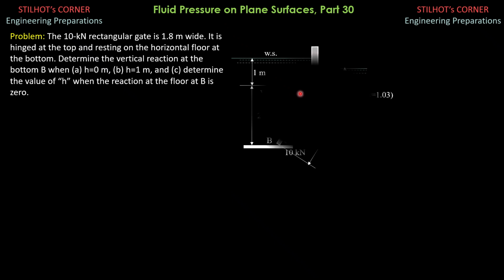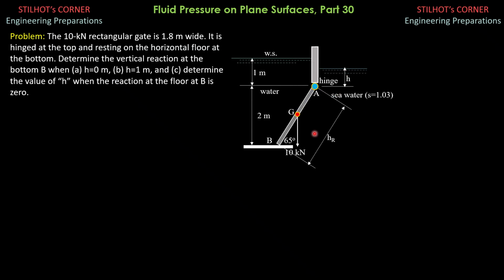So here is the given figure. We have the weight of the gate, 10 kilonewtons. The gate is hinged at the top, then resting on the bottom at B on the horizontal floor. We have 1 meter here, 2 meters of water from the hinge to the bottom. Therefore, the height of the rectangular gate is 2 divided by sine 65, opposite divided by sine 65.